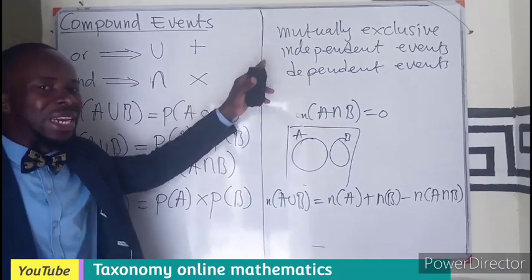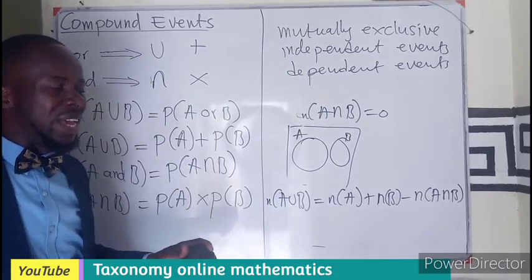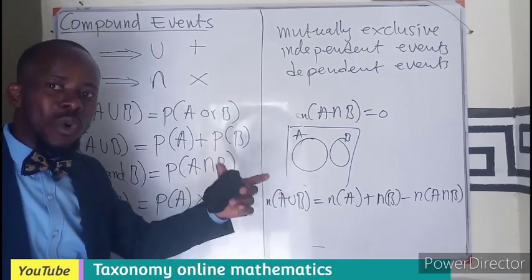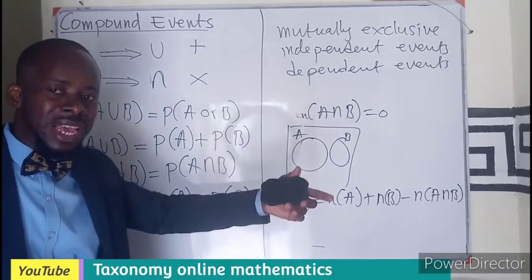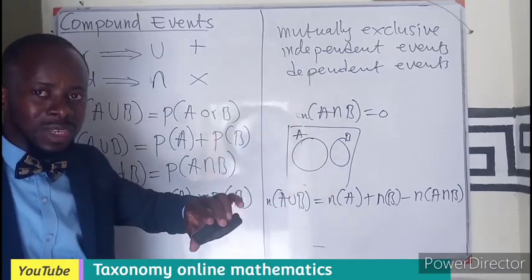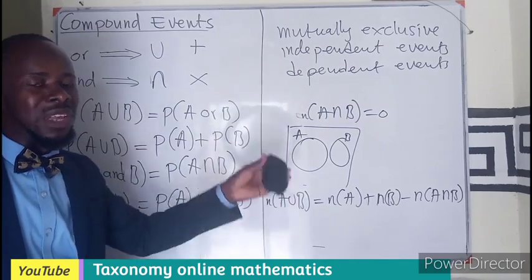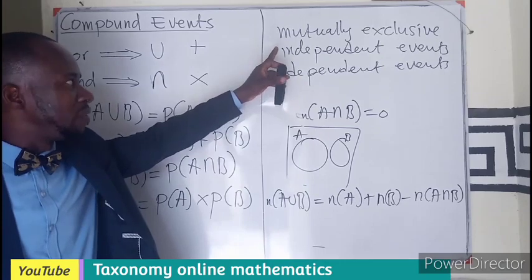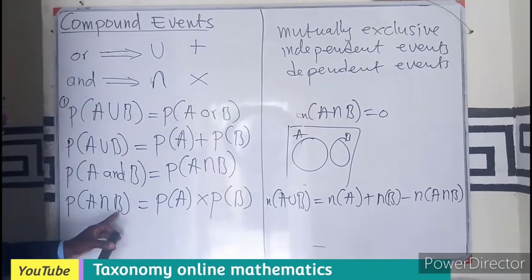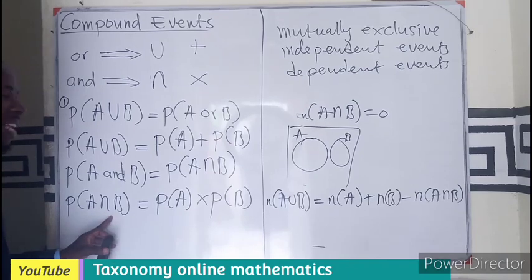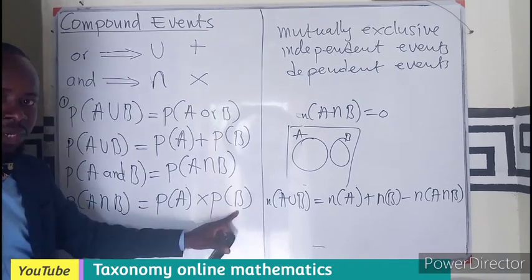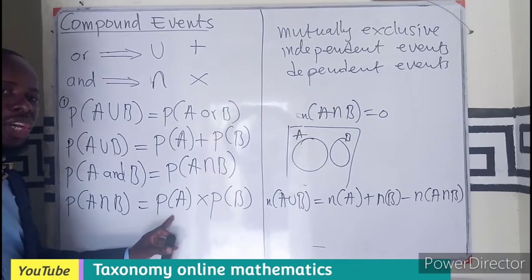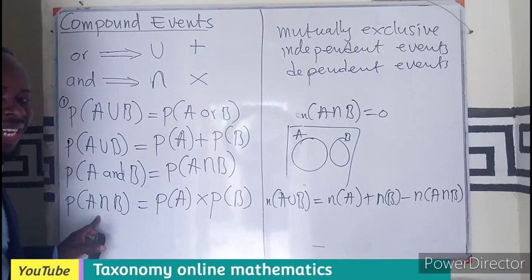Now, under independent event, when the events are independent, that means that the occurrence of one event does not interfere with the occurrence of the second one. If there are two events, the occurrence of one does not interfere with the occurrence of the second. That is what we call independent. So if the two events are independent, then their intersection is going to be multiplication. If they are independent, then we multiply their individual probabilities in terms of intersection.